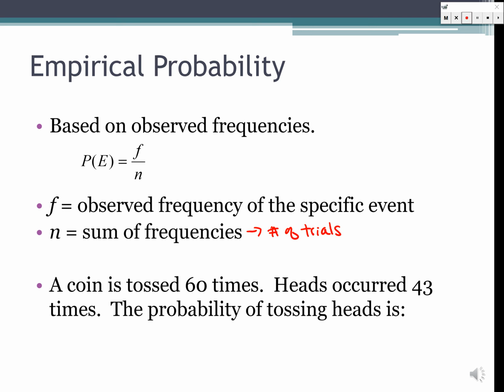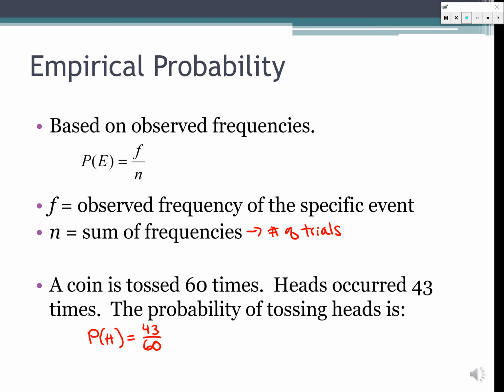So the little example I have down at the bottom, a coin is tossed 60 times. Heads occurred 43. So the probability of heads, and yes, get used to the notation. Will I expect the notation? Yes. So get used to it, please. Practice with it. So the probability of actually tossing heads, it's no longer 1/2. It's based on my experiment. It's 43/60.